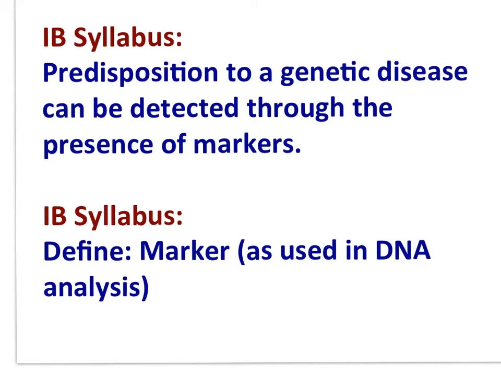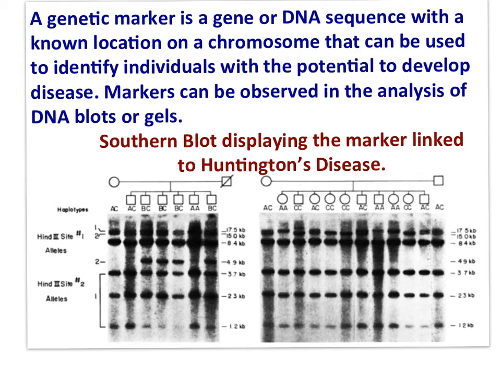Predisposition to a genetic disease can be detected through the presence of markers. And to ground our understanding, let's define the term marker. A genetic marker is a gene or a DNA sequence with a known location on a chromosome that can be used to identify individuals with the predisposition to develop a specific disease. Markers can be observed in the analysis of DNA blots or gels, as can be seen in this image.